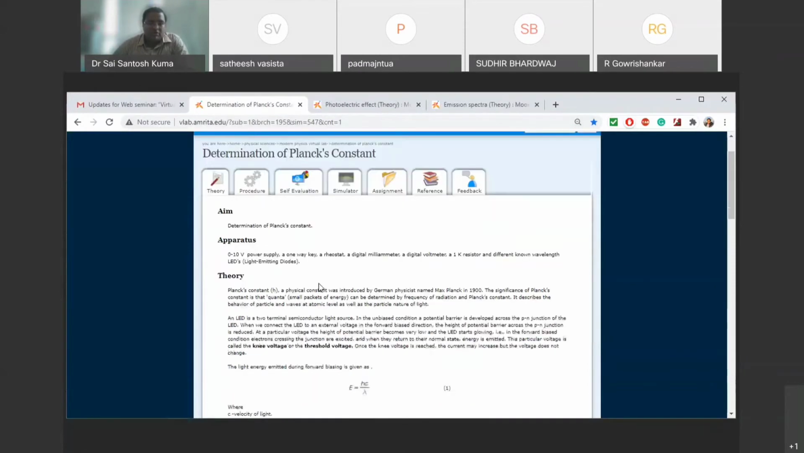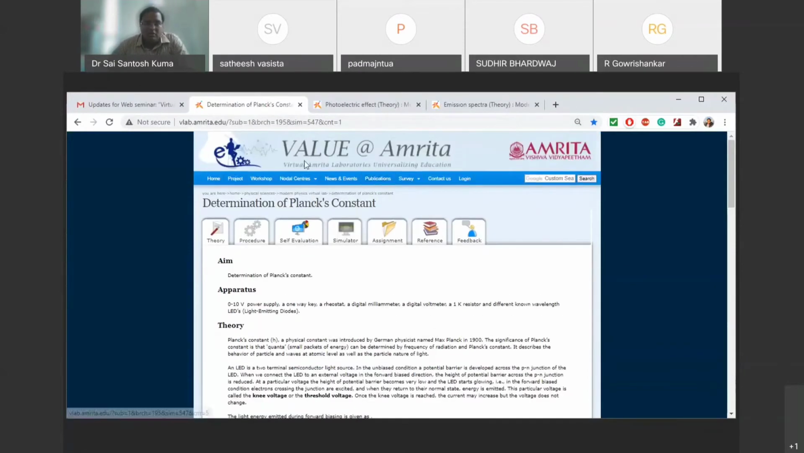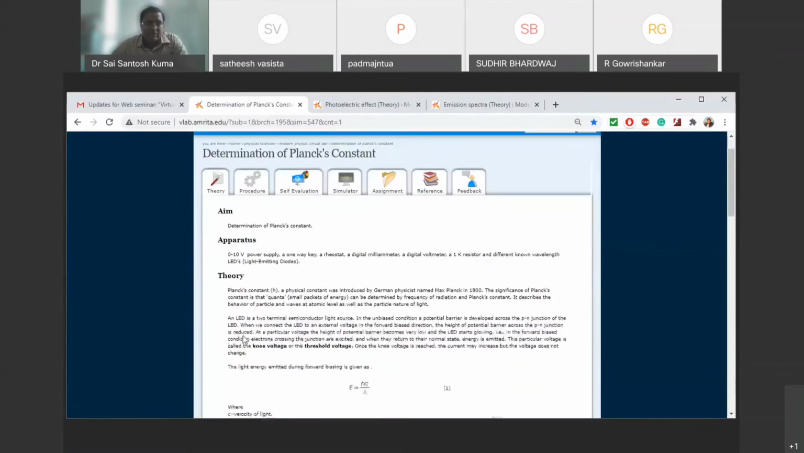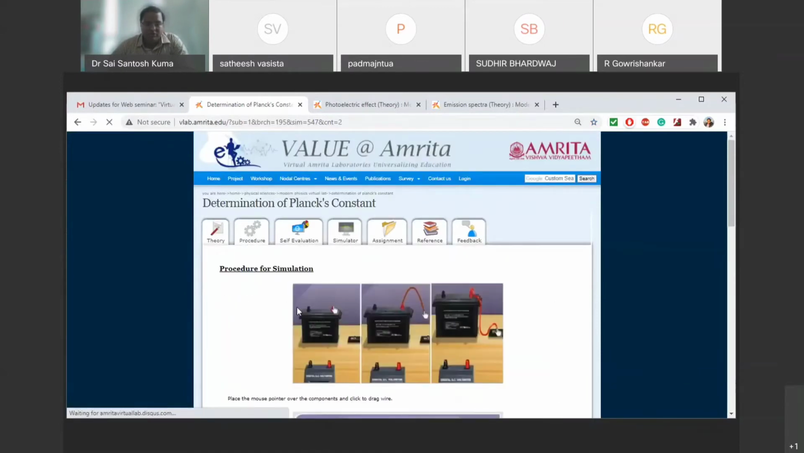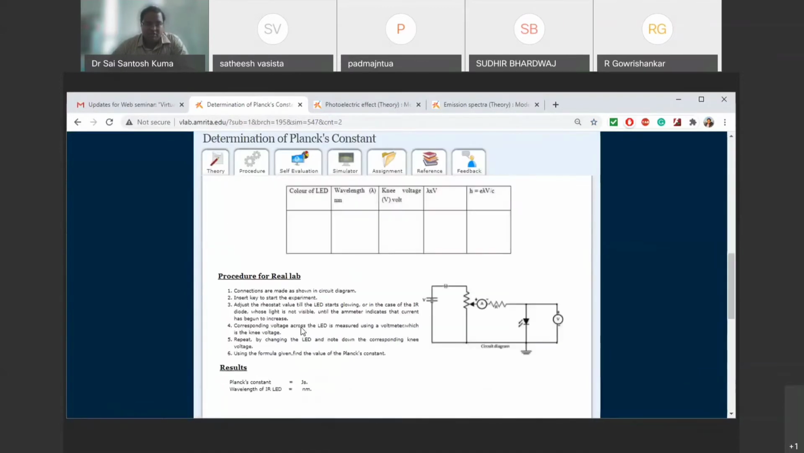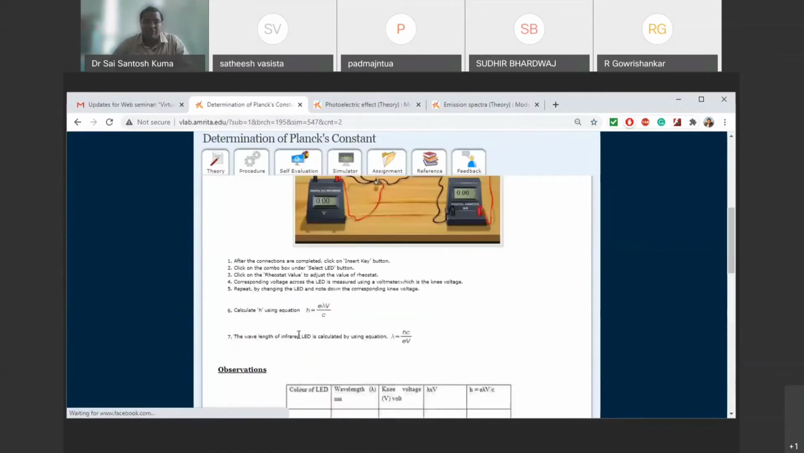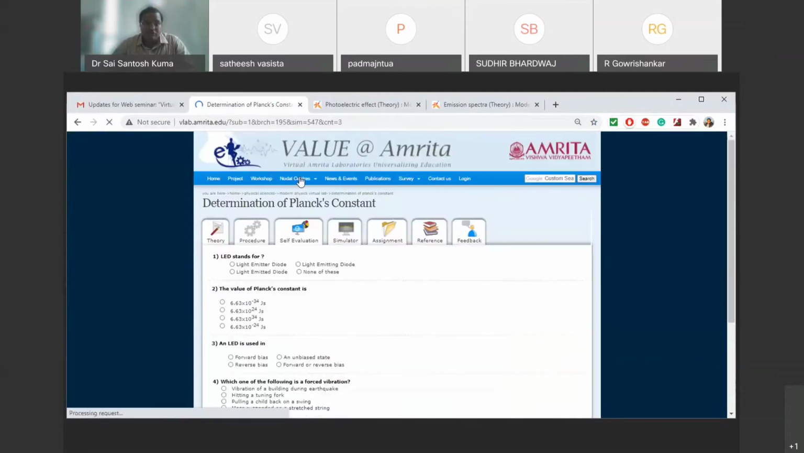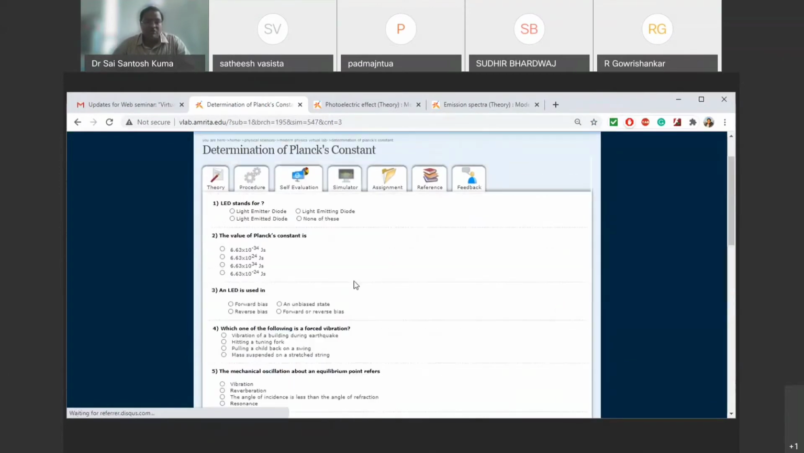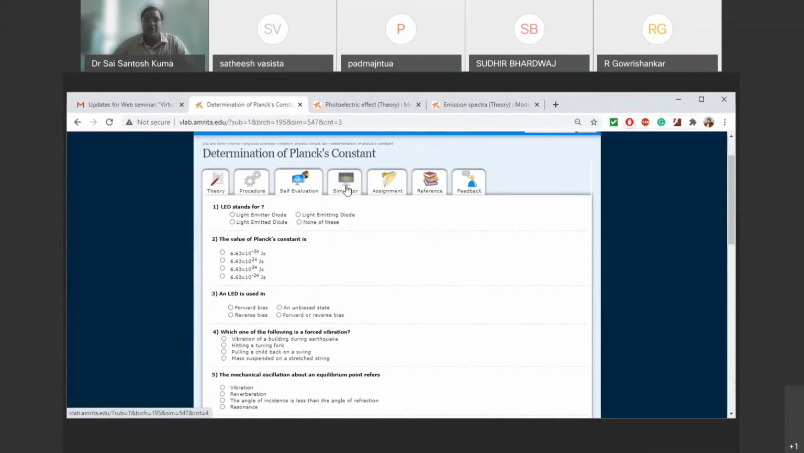Okay, so this is the virtual lab website. You have theory which talks about aim, apparatus, and other things. Then you have the procedure, where whatever I just showed you is here. I just took it out from this so that you have an understanding of everything. You also have self-evaluation, where a few questions are given, like what LED stands for. And then the simulator, which is the actual interest to us.